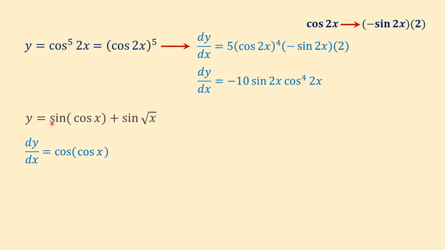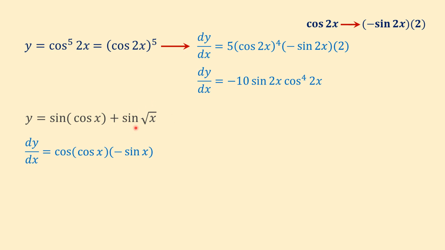Let's review it again. To find the derivative of sine of cosine of x, we take the derivative of the outside first. The outside part is sine. Then the derivative of sine is cosine. And we leave the inside function alone. We don't change the inside. Times the derivative of the inside function. The inside function is cosine of x. The derivative of cosine of x is negative sine of x.